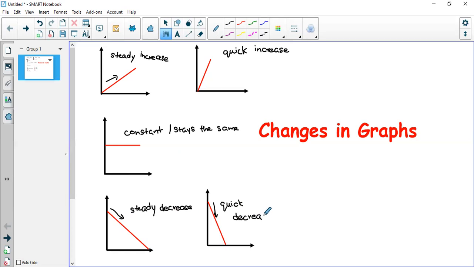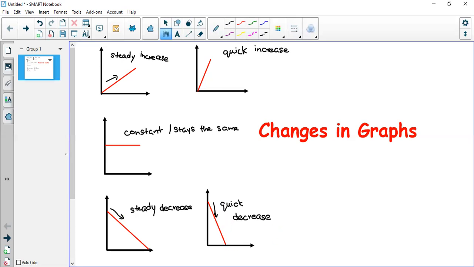So these are the different types of graph images you will find. All of them will be put together and they will ask you to translate the graph. That's what they will ask you to do. So all you need to do is remember this. If the line is going up, it means increase. If it's a flatter one, it's a steady increase. And if it's a steeper one, it's a quick increase. If the line is flat, it's constant or staying the same. Whereas if it's a downward line, that means it's decreasing. But if it is a flatter line, that's a steady decrease. And if it is a steeper line, that's a quick decrease.